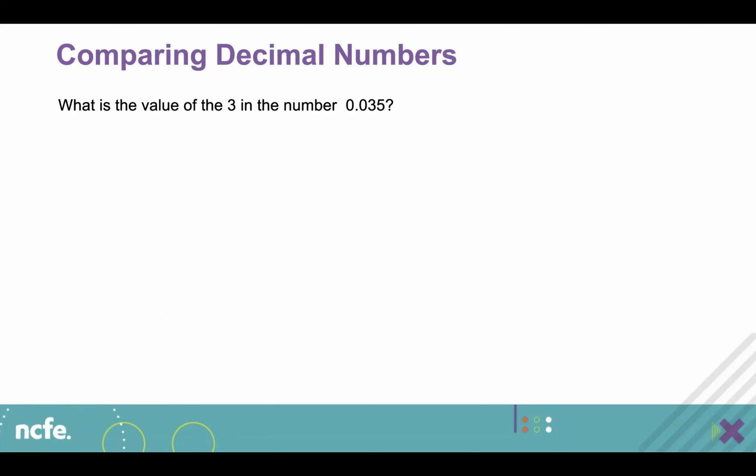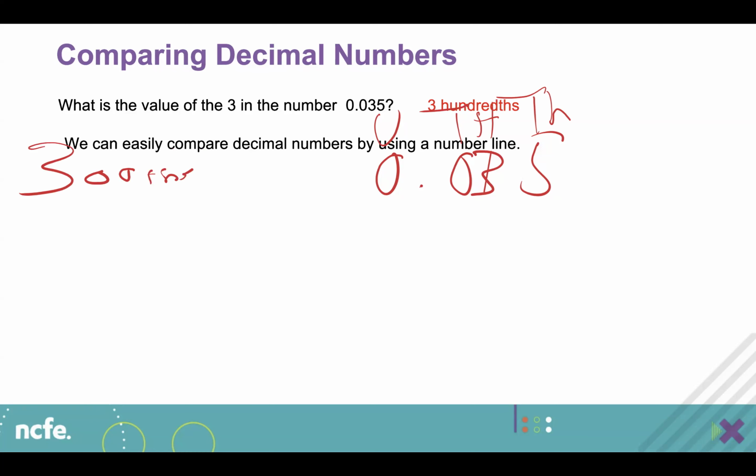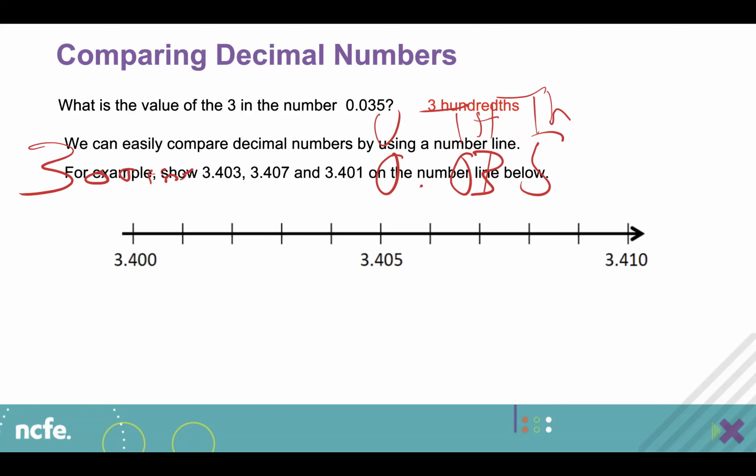What is the value of the three in the number 0.035? So you would do it like this. No, 0.3. Again, this would be units. This would be tens. This would be hundredths. This would be thousands. So it will be 300.